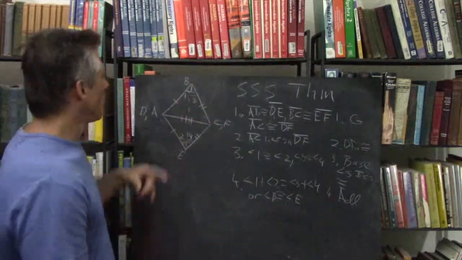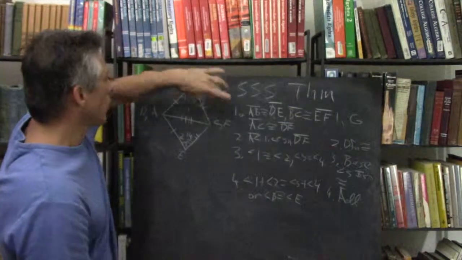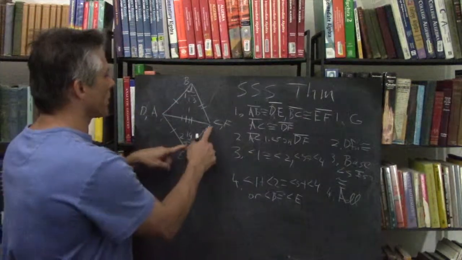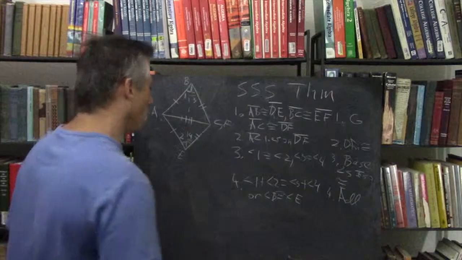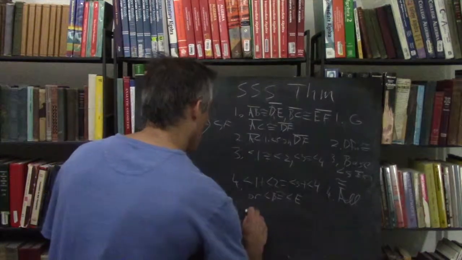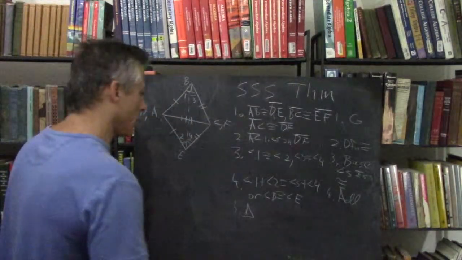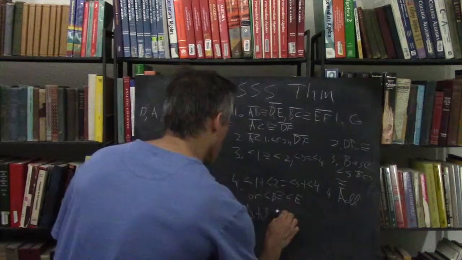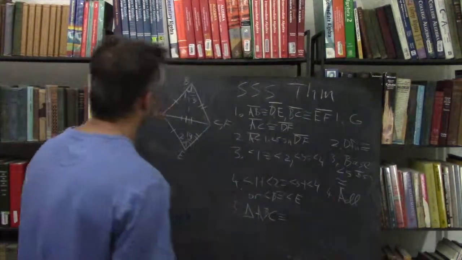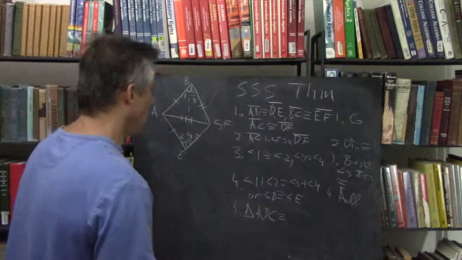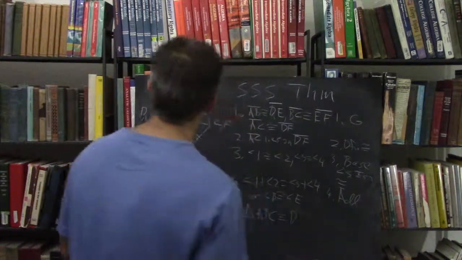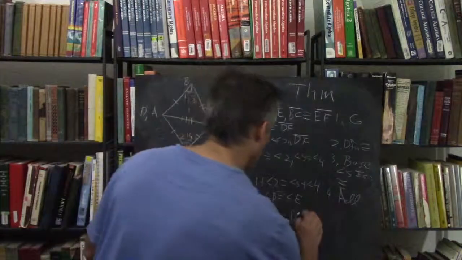And now, by the side-angle-side theorem, the two triangles are congruent. We're done. So triangle ABC is congruent to triangle DEF.